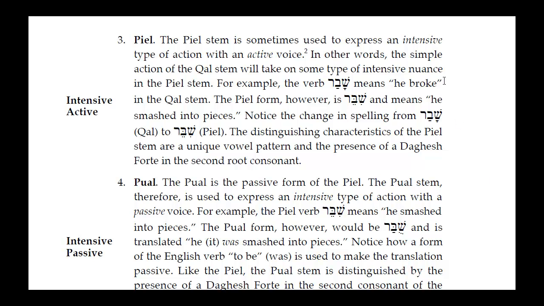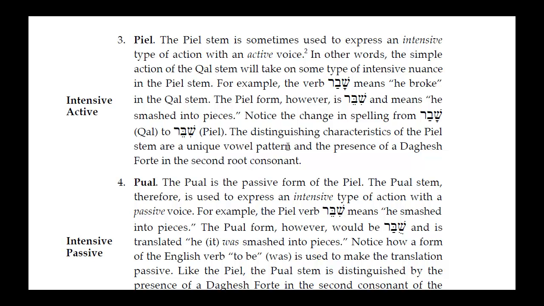Third, we have the Piel stem, which is sometimes used to express an intensive type of action with an active voice. In other words, the simple action of the Qal stem will take on some type of intensive nuance in the Piel stem. For example, shabar or shavar means he broke in the Qal stem. When we put it in the Piel form, shiber, it means he smashed into pieces. So we'll notice the change in the spelling from shavar to shiber here.